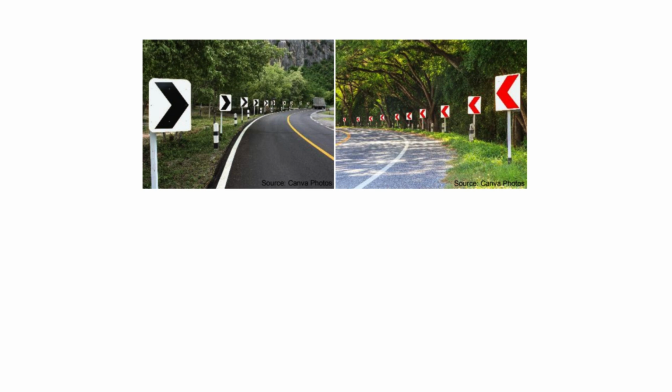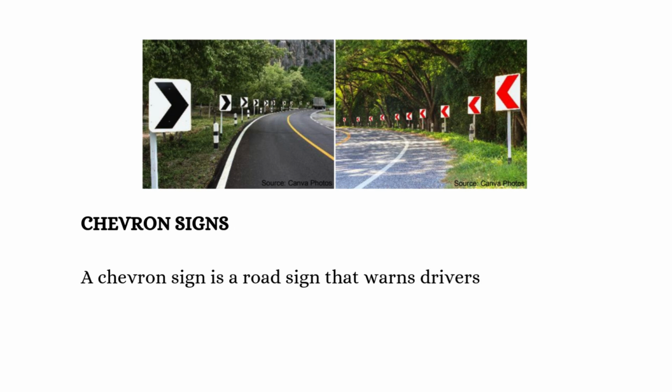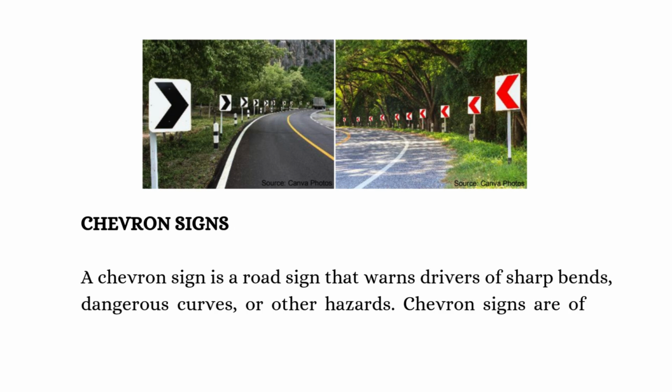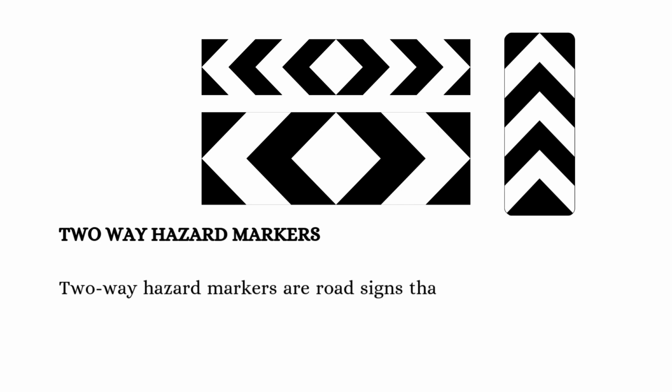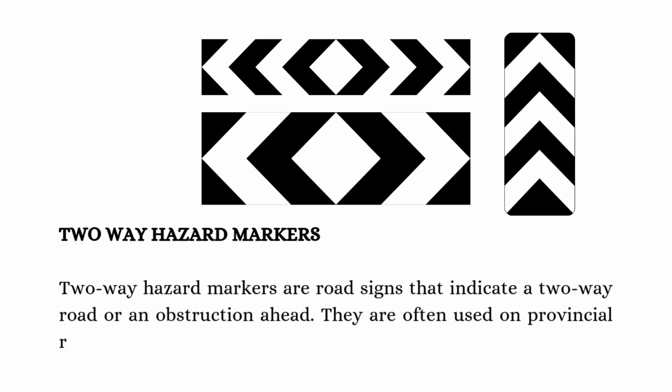Chevron signs. A chevron sign is a road sign that warns drivers of sharp bends, dangerous curves, or other hazards. Chevron signs are often used on the outside of curves or where a road narrows. Two-way hazard markers. Two-way hazard markers are road signs that indicate a two-way road or an obstruction ahead. They are often used on provincial roads with 2 lanes.